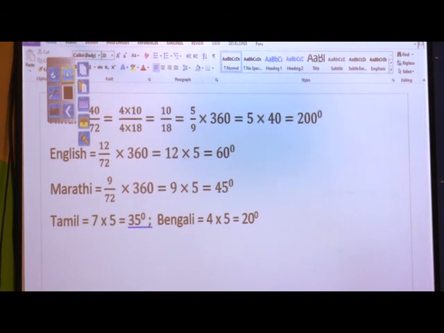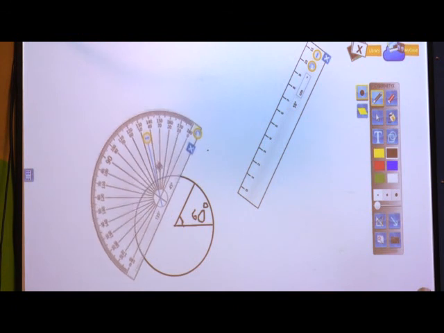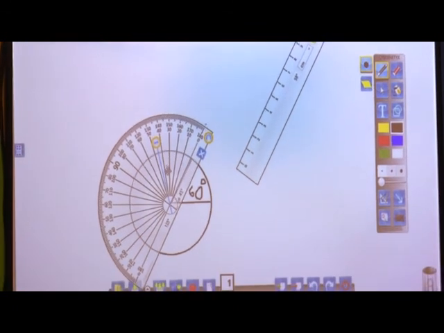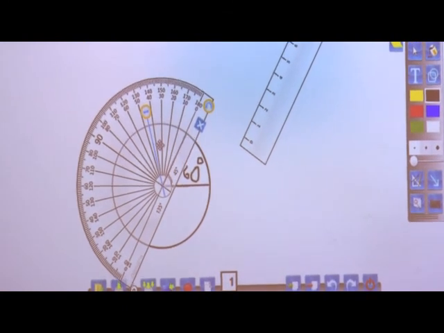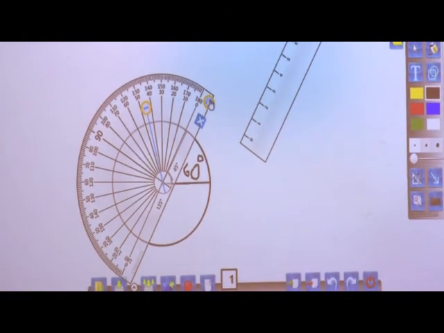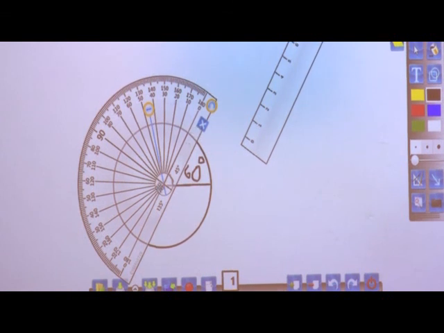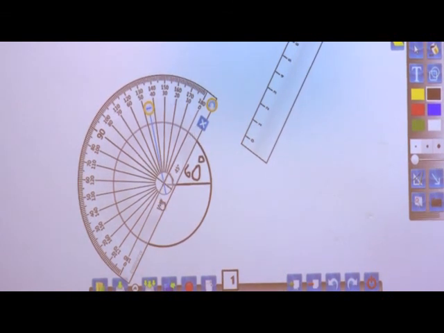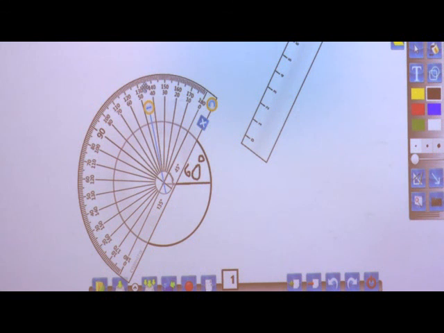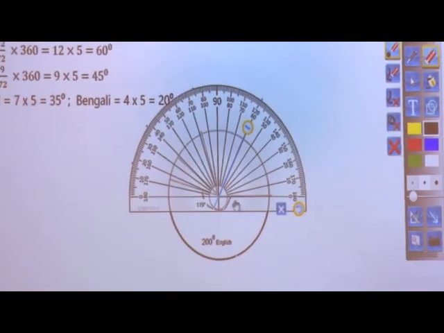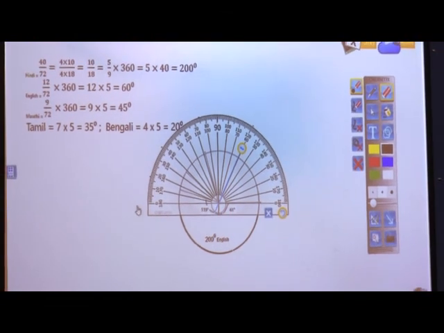Now Marathi is representing 45 degrees. It is Marathi. Now what will I do? I will keep the protractor center on the center of the circle. I will coincide it and I will match the 60-degree line with the protractor baseline. And you can see here I have already adjusted my pointer on 45 degrees with the help of the protractor, because it is 180 degrees we can understand.